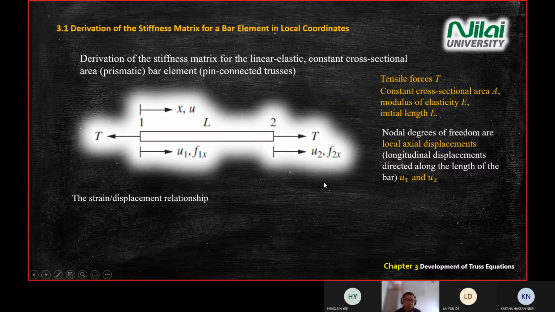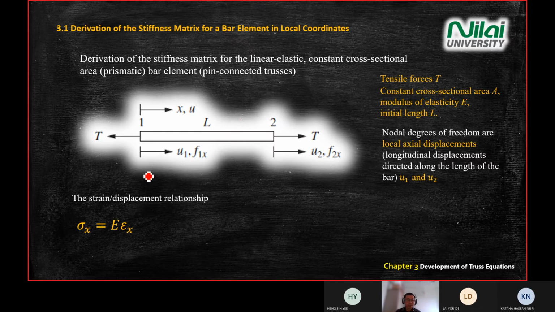What else? Okay, we need to recall what we learned about the stress-strain relationship. The definition of Young's modulus is the ratio of stress over strain. If you rewrite the equation, stress equals Young's modulus, the constant value of your elasticity, times the strain. This one you should recall: what is stress, what is strain?